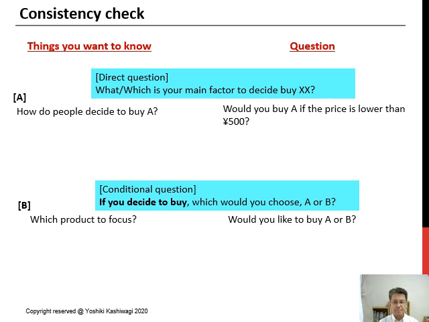How about B? Because you never know whether the respondent will buy it or not, you can make a conditional question, something like this: if you decide to buy, which would you choose, A or B? If this is conditional, it makes sense, because you ask only if you decided to buy. Okay, so please rephrase to fill the logic gap between the question and your goal.